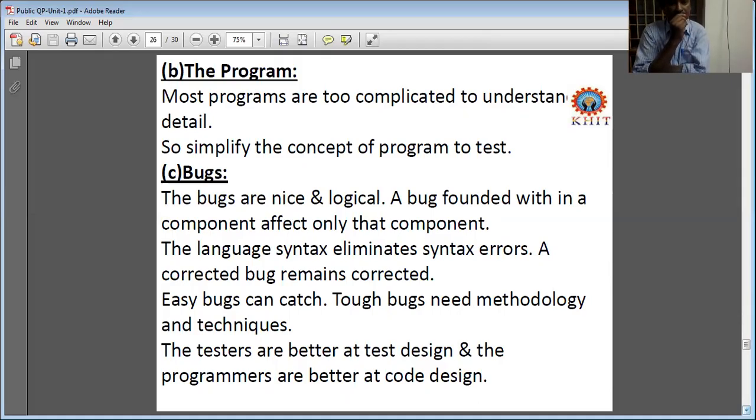The testers are better at test design, and the programmers are better at code design.